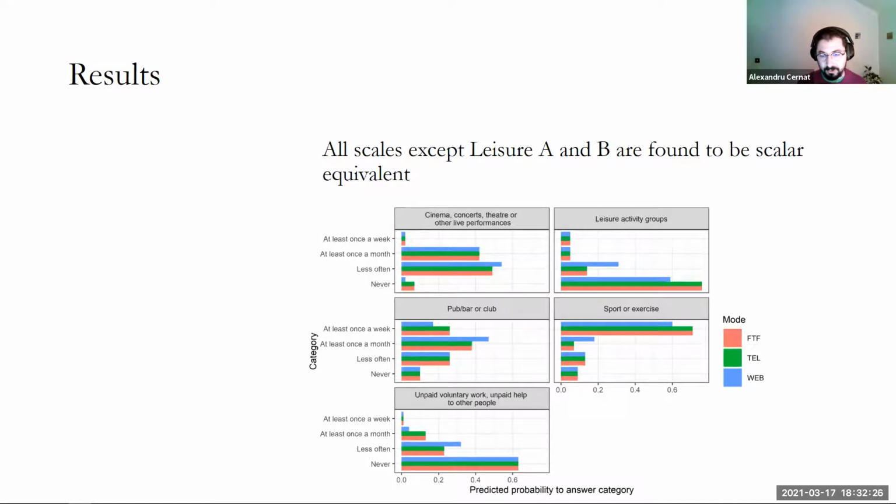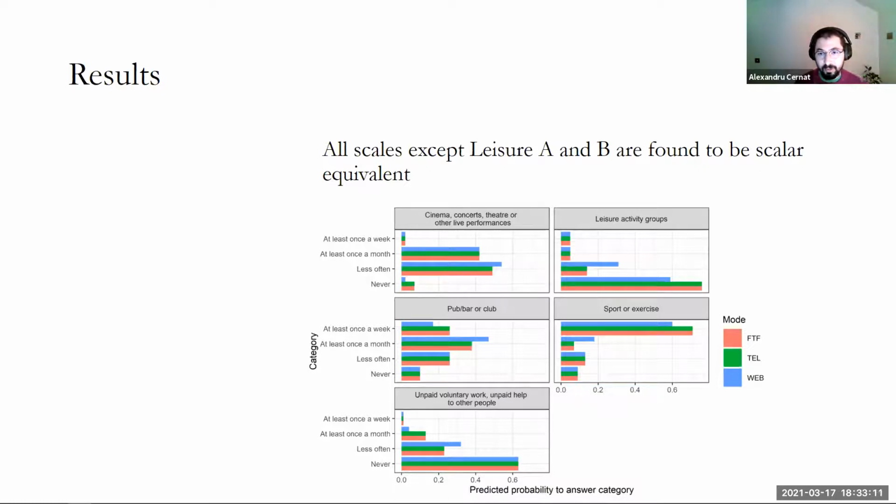Here you see the distributions based on our model for different answer categories for different types of activities. For example, looking at how many times they go to the cinema, concerts, theater, and other live performance. Oh, this is a very interesting question. I forgot people used to do this. Anyway, we see that for most categories, the distribution is the same. The only difference is for the web respondents, who tend to answer less "never" and more "less often". So they are more willing to choose the middle category for that.